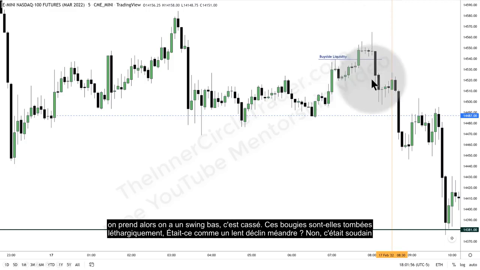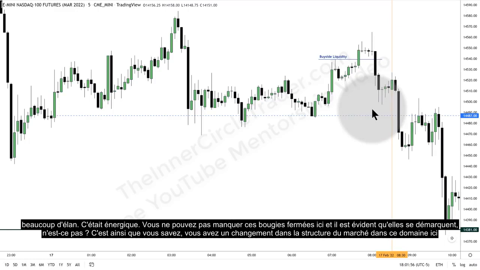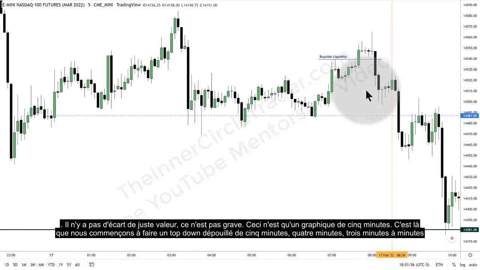It's broken. Did these candles come down lethargically? Was it like a slow meander decline? No. It was sudden. It was a lot of momentum. It was energetic. You can't miss those down close candles right there. That's obvious. They stand out, right? So that's how you know you have a shift in market structure. In this area here, it doesn't have a fair value gap.